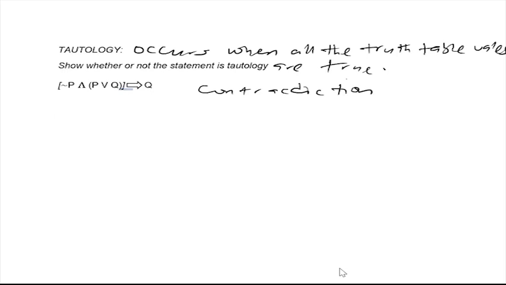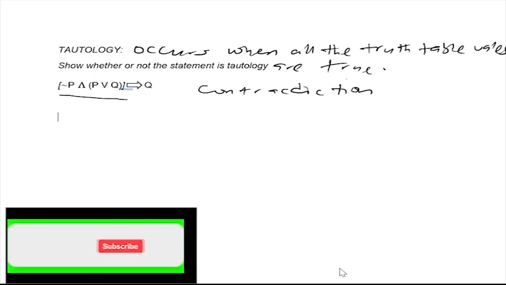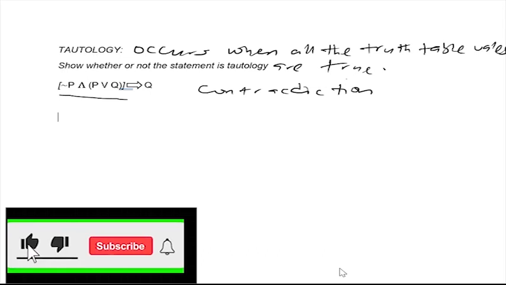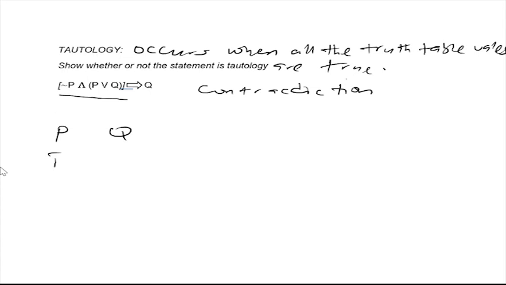Now let me quickly use this to explain this concept of tautology. We have to show whether or not the statement is a tautology. So we have negation P cap Q. Of course, we have two simples, P and Q. So this will be true, true, false, false. Then our Q, of course, will be true, false, true, false.